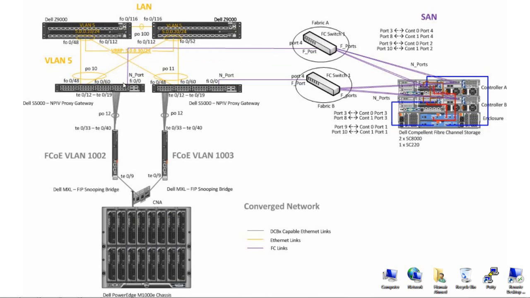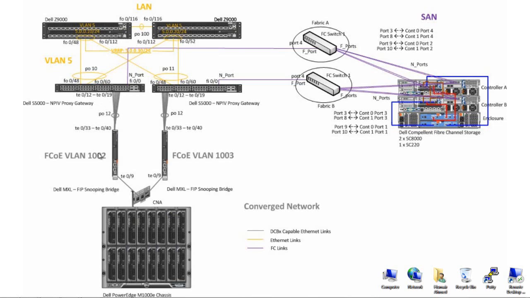The PowerEdge M620 blade server is connected internally via a 10 gigabit Ethernet Broadcom 57810 CNA adapter to the MXL blade switch. The MXL blade switch is using both 40 gigabit Ethernet ports in quad mode and is part of a port channel to connect up to the Dell S5000 10 gigabit Ethernet ports. A 40 gigabit Ethernet QSFP Plus to 4x10 gigabit Ethernet breakout cable is used to connect the 40 gigabit Ethernet ports in quad mode on the MXL to the 10 gigabit Ethernet ports on the S5000.